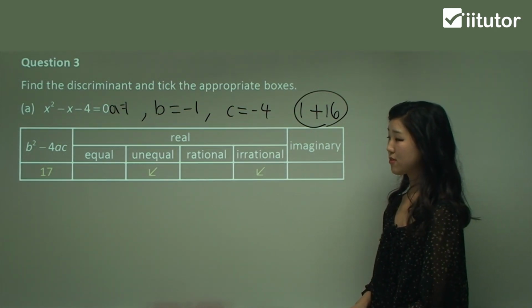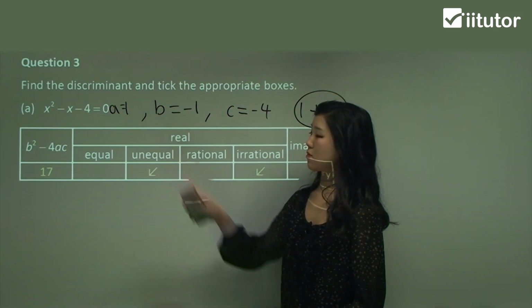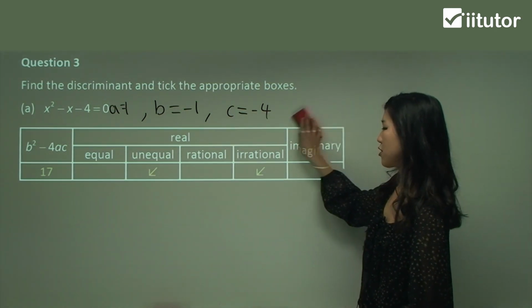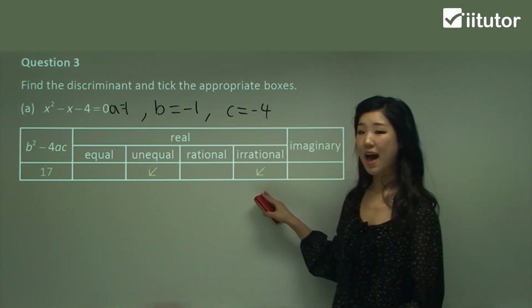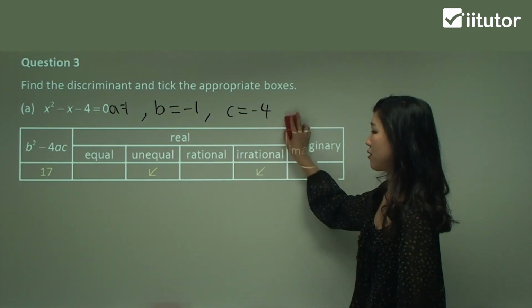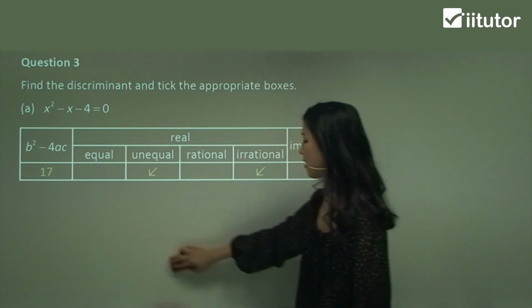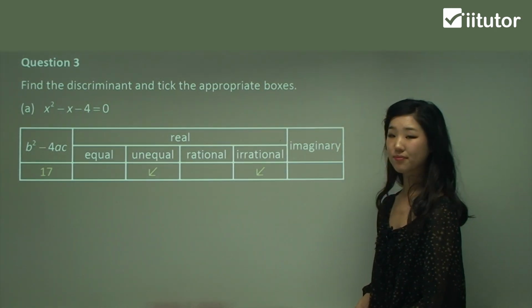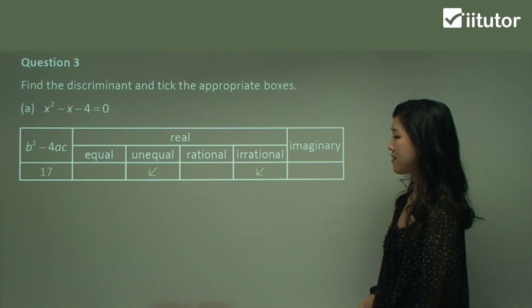So if you have b squared minus 4ac as 17, the two outcomes of the roots are going to be unequal and irrational. So these are the properties of the roots and type of root it is. Okay, so that's our first one. Question 3a, have a look so we can move on.